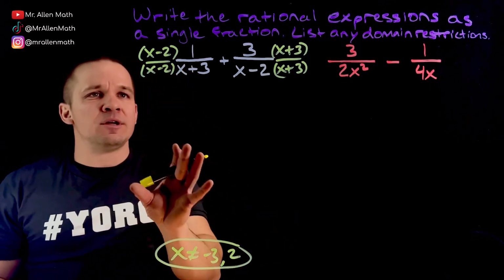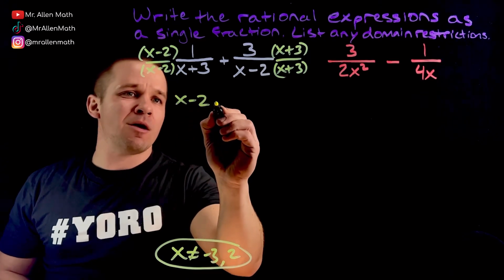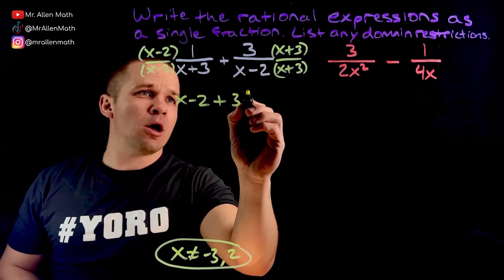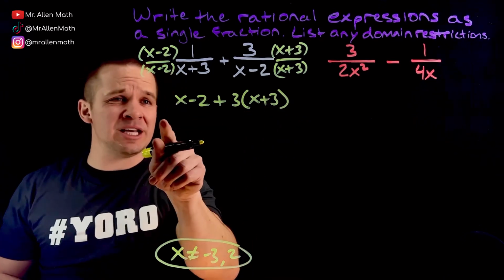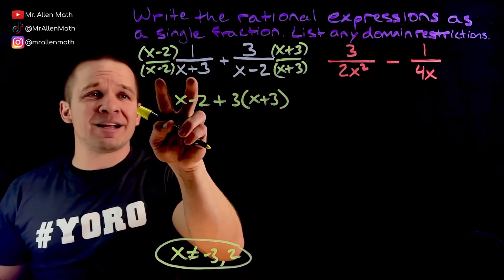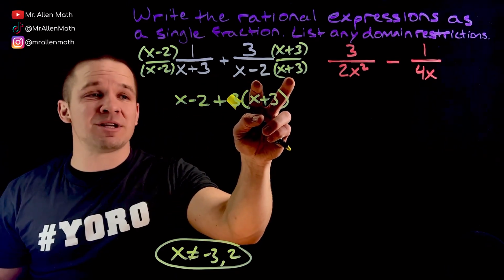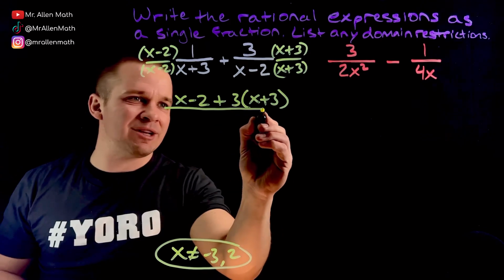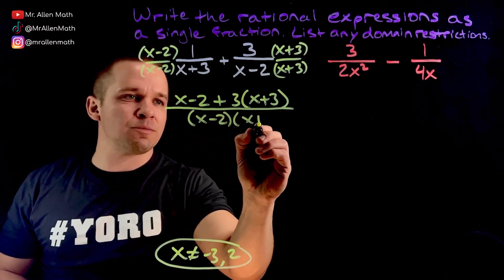So now I've got 1 times x minus 2. So it's just x minus 2 for this guy plus 3 times x plus 3. And the reason I don't have the fractions individually right now is because that denominator is going to be x minus 2 times x plus 3. This one's going to be x minus 2 times x plus 3. These two have like denominators. We can write it all over x minus 2 and x plus 3.